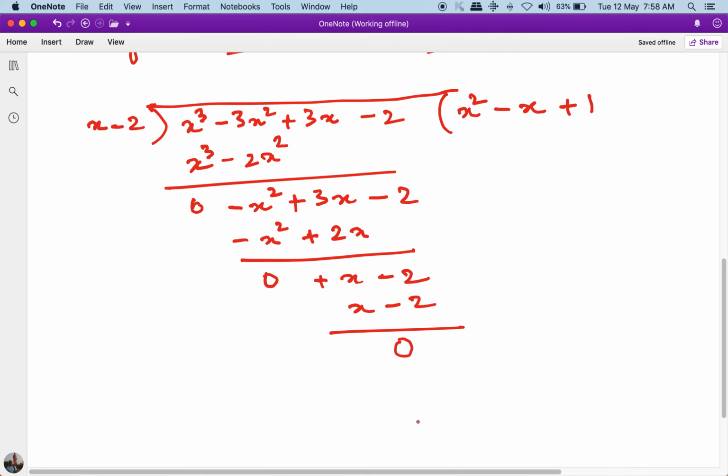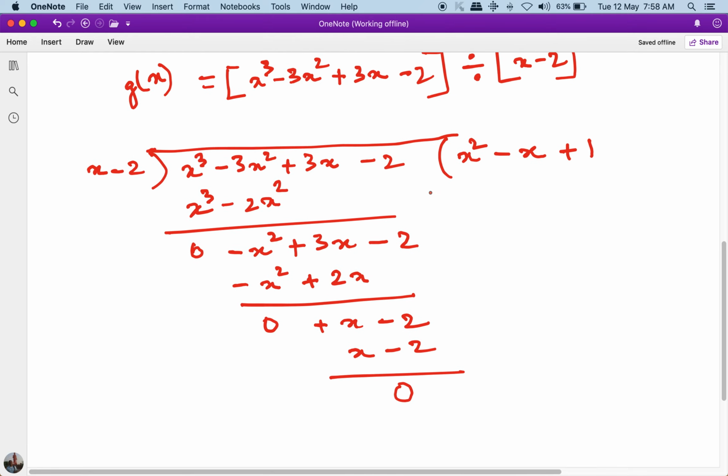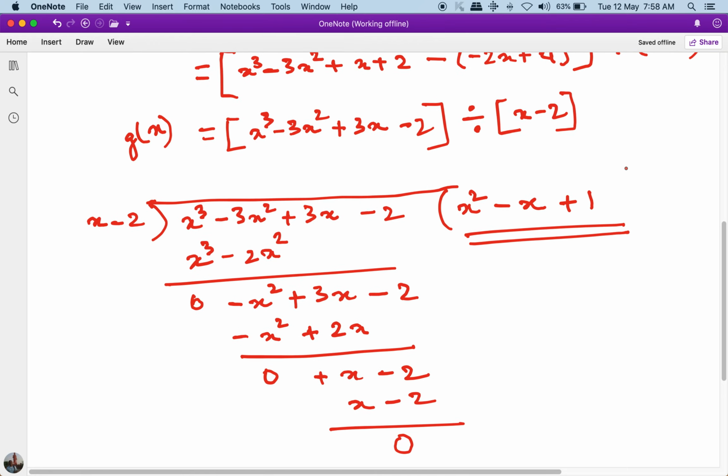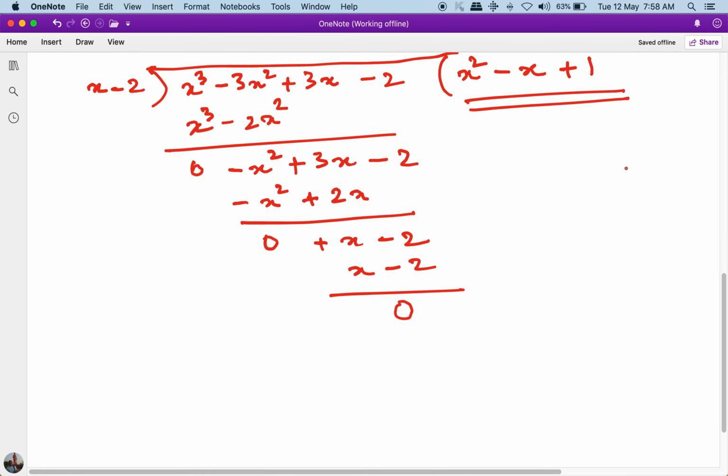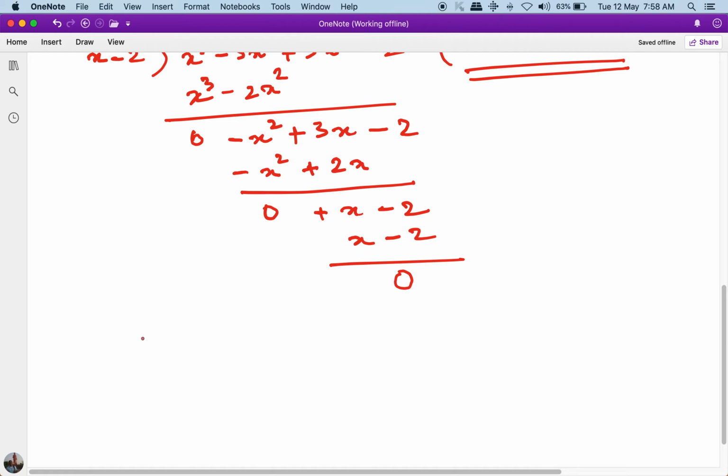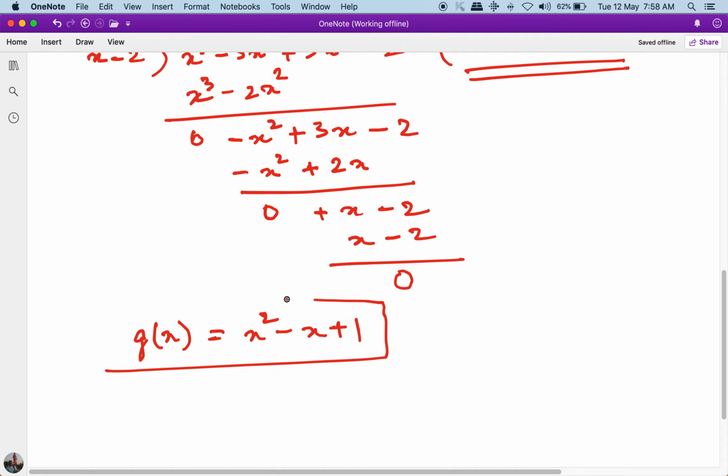So the final answer, g of x, is the result of this division. g of x is equal to x square minus x plus 1, and this is the final answer that we were looking for.